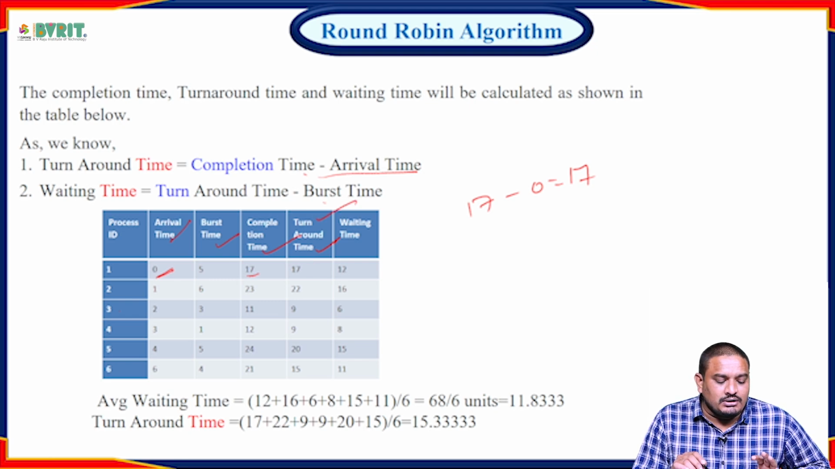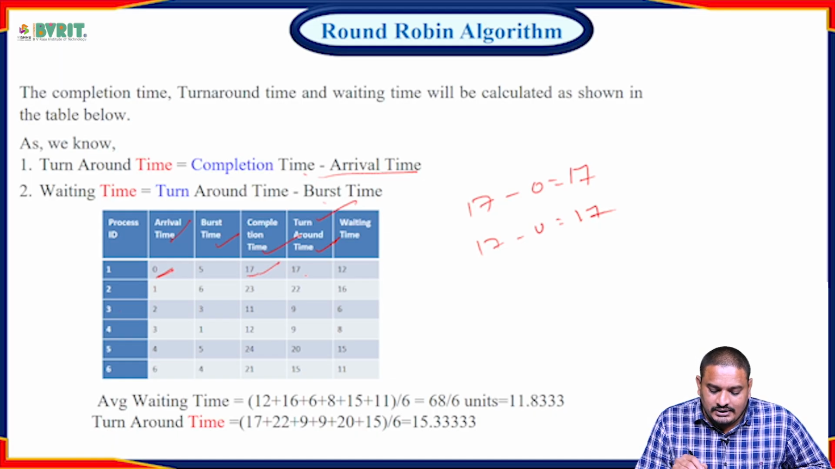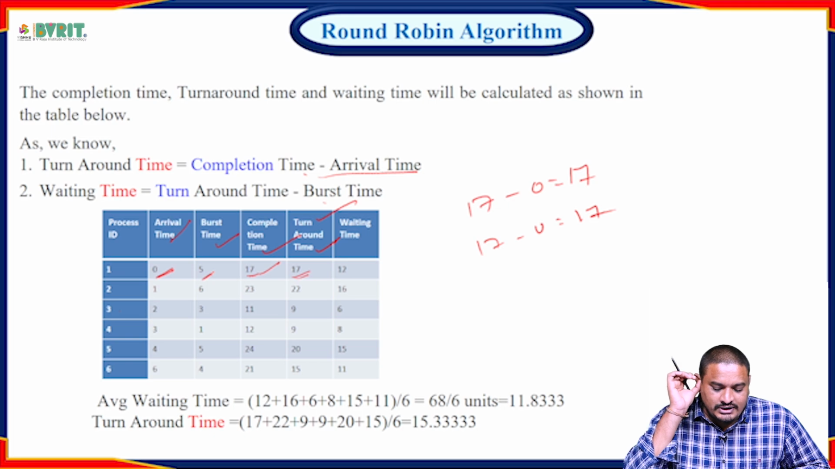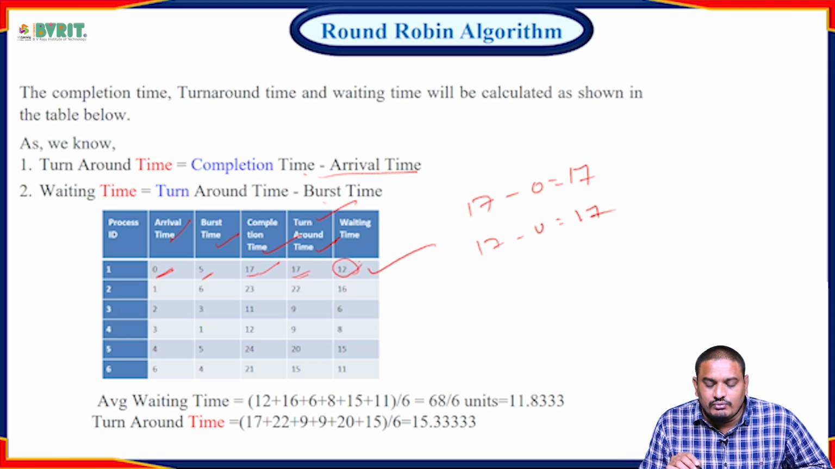Now we can calculate the turnaround time. How to calculate the turnaround time? Turnaround time is completion time minus arrival time. The completion time is 17, that is 17 minus 0 equals 17. Next, we can calculate the waiting time. How to calculate the waiting time? Turnaround time minus burst time, 17 minus 2, that is 12. For this process, the waiting time is 12.